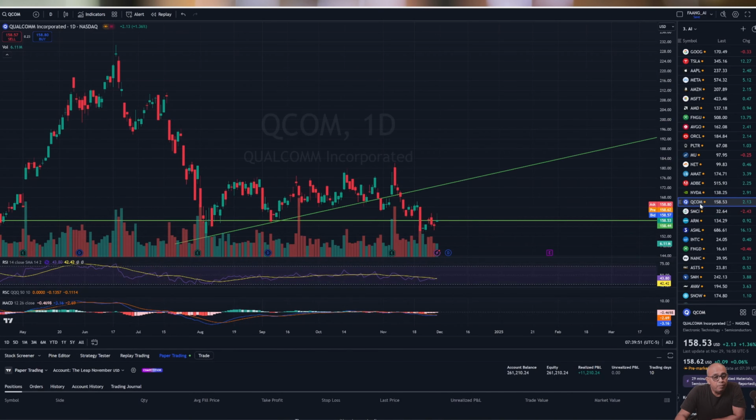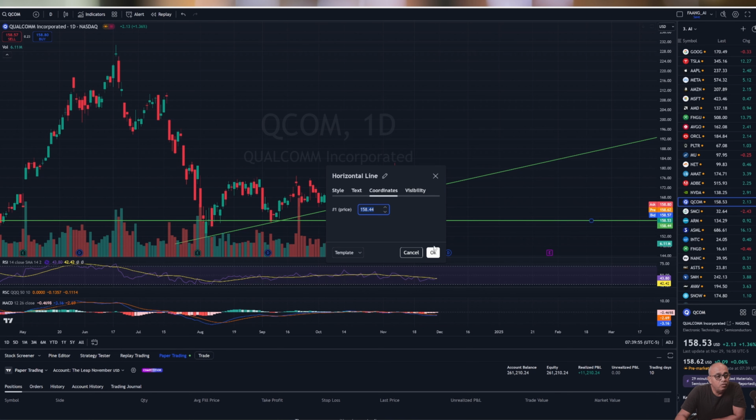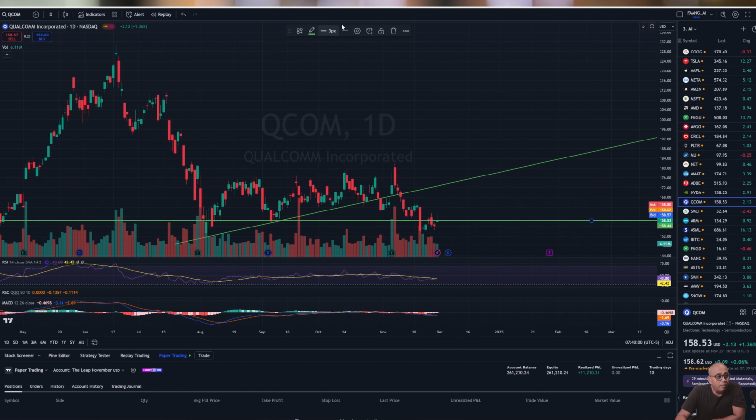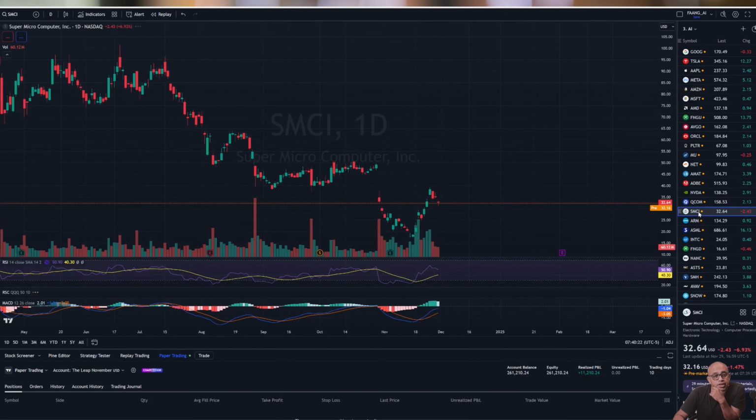Qualcomm is up 0.06%. It's still struggling to break through 158.44. It's just a hair above 158.44. Let me make this line thinner and red so that we can see where we are. We are just slightly above this line of resistance. MACD is also moving towards the signal line to crossover, but momentum leaves a lot to be desired. Given the positive pre-market action, I am hopeful that we would be able to break through this and convert it into a support as the market opens.